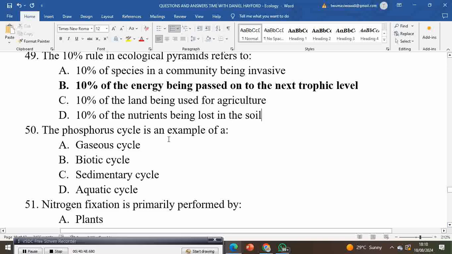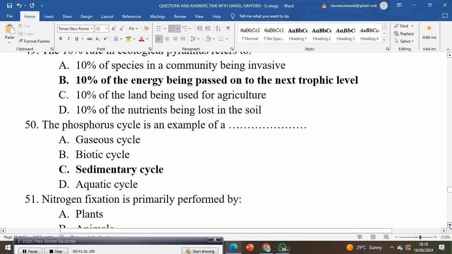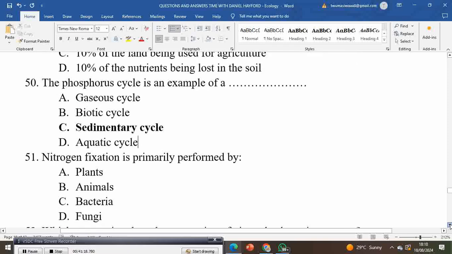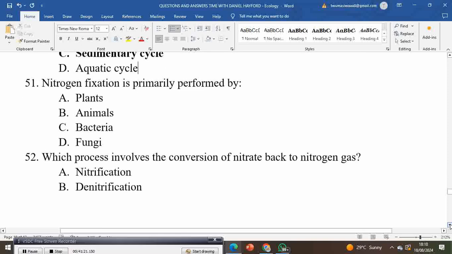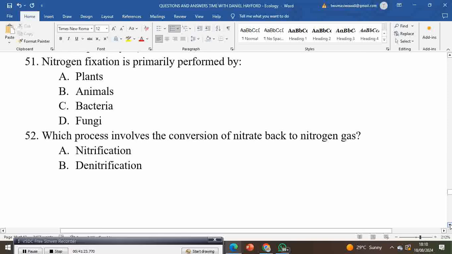Now, for question number 50. The phosphorus cycle is an example of a blank. So you're supposed to complete the sentence. A, gaseous cycle; B, biotic cycle; C, sedimentary cycle; and D, aquatic cycle. So the phosphorus cycle is part of the sedimentary cycle. I know you can explain that; if you can't, you can perform your own research, or let us meet during one of the subsequent sessions to explain our answers.